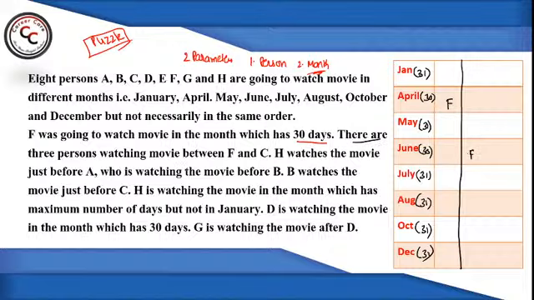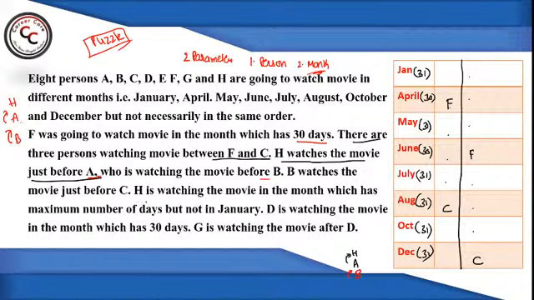There are 3 persons who are watching between F and C. So F, 1, 2, 3, here you can put C. F, 1, 2, 3, C, no chance. F, 1, 2, 3, here you can put C. Then H watches the movie just before A. So just before A, H is watching. Okay, so continuously 2 places. Who is watching the movie before B? A is watching before B. So that means H, A, B will be one combination.